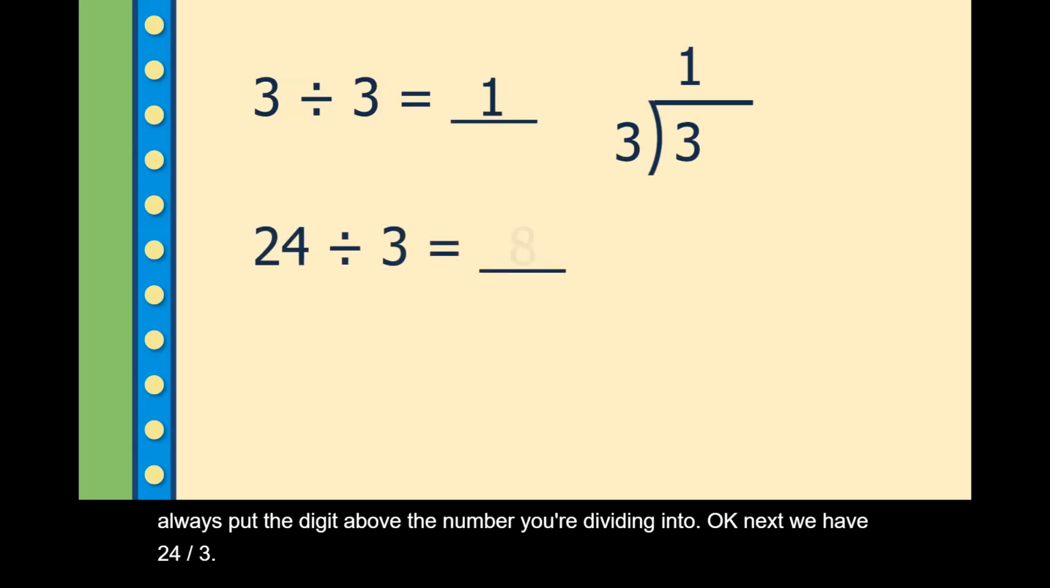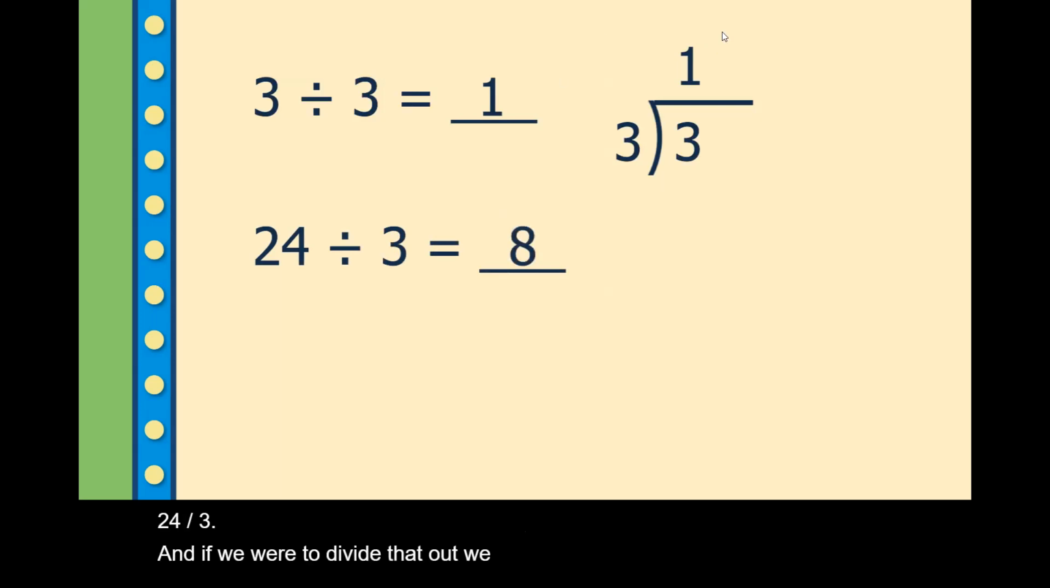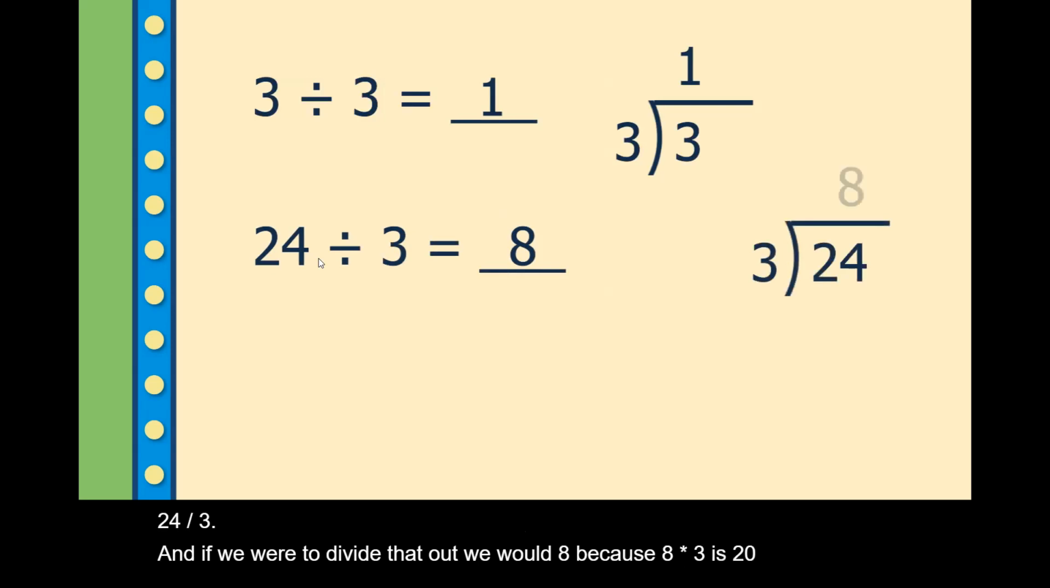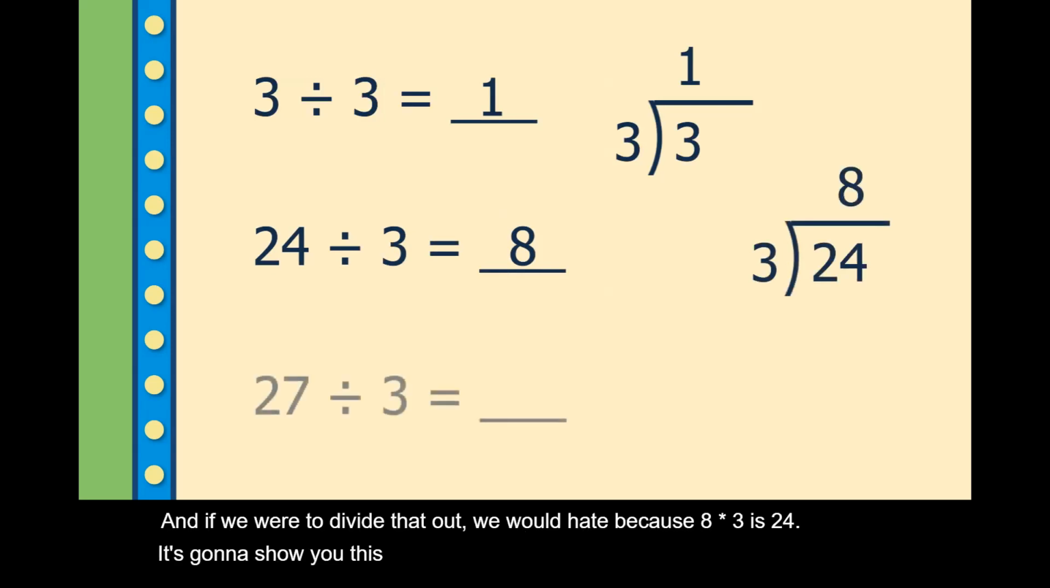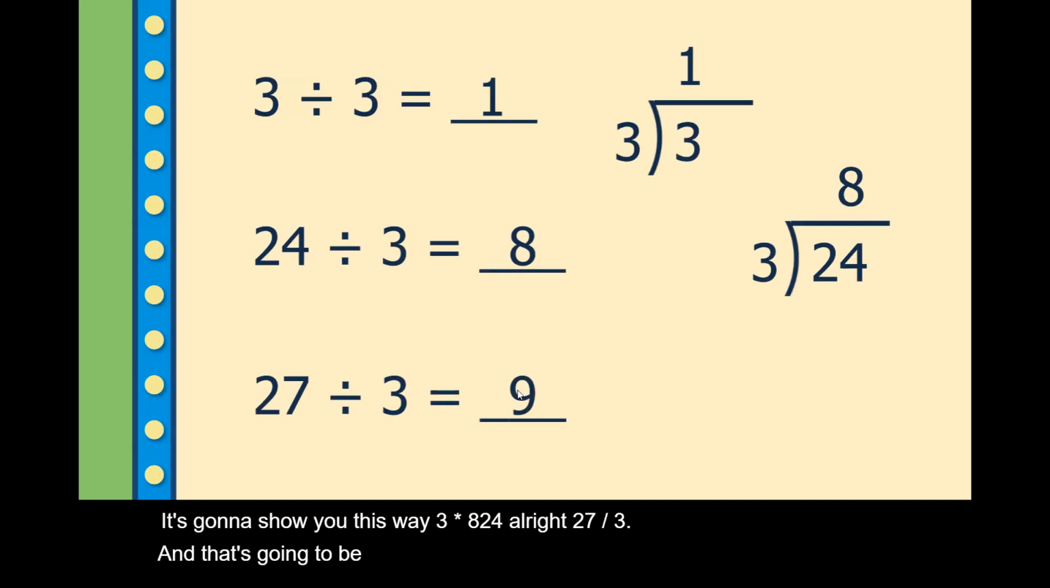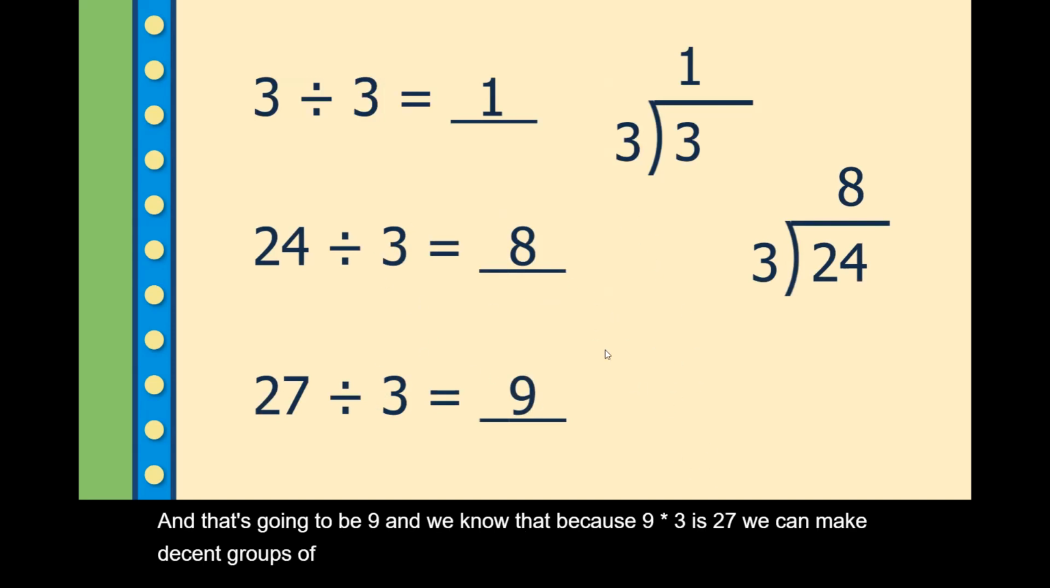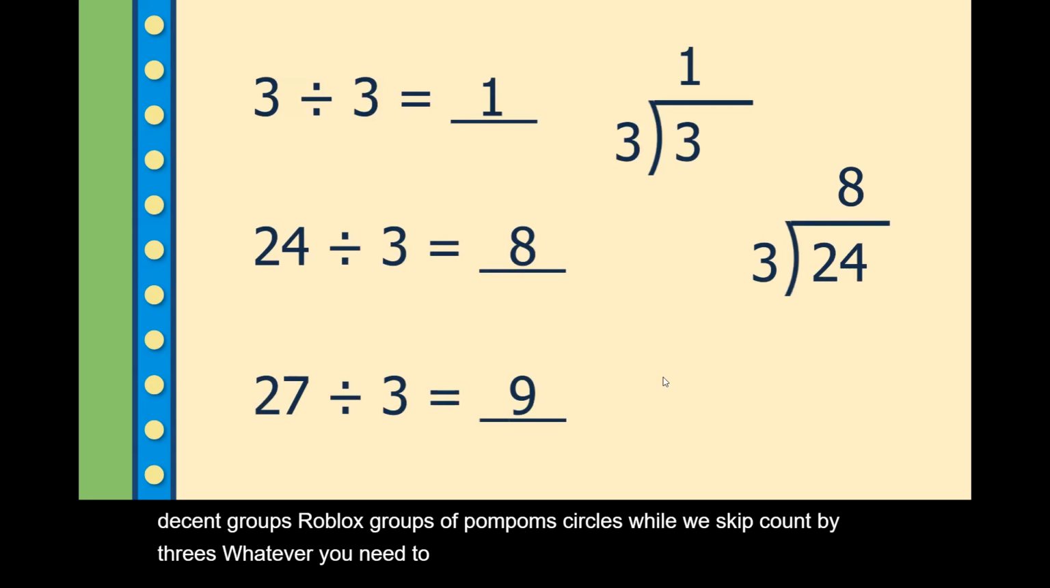Next, we have 24 divided by 3. And if we were to divide that out, we would get 8, because 8 times 3 is 24. I'm going to show you this way. 3 times 8, 24. All right, 27 divided by 3. And that's going to be 9. And we know that because 9 times 3 is 27. We can make these in groups of blocks, groups of pom-poms, circles, while we skip count by 3s, whatever you need to do. Do it, okay?